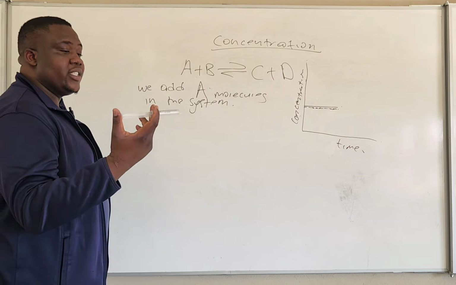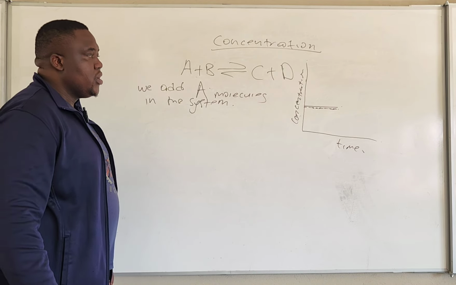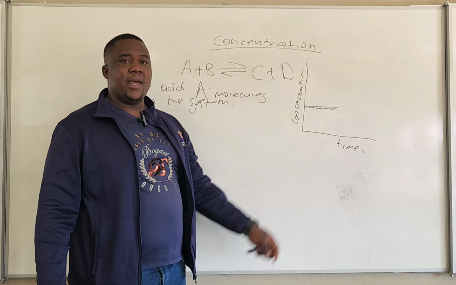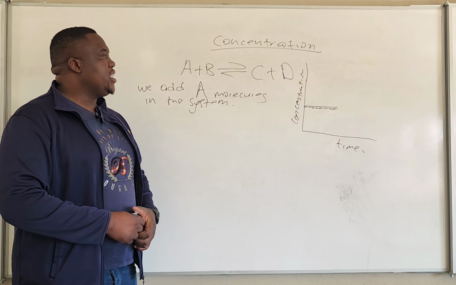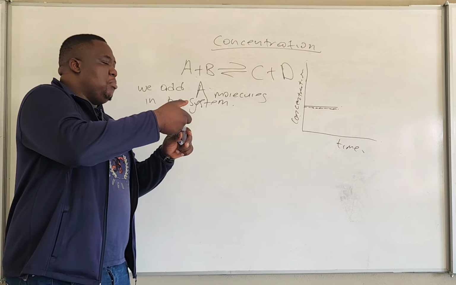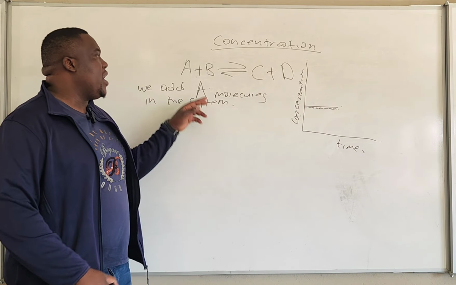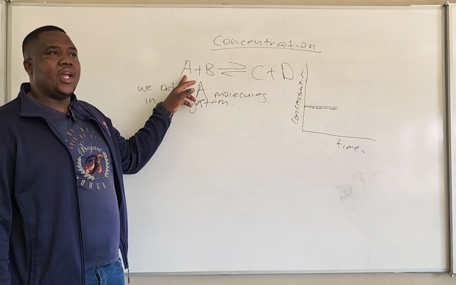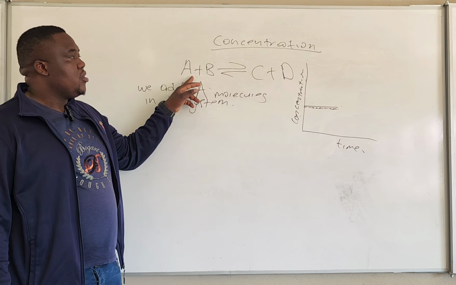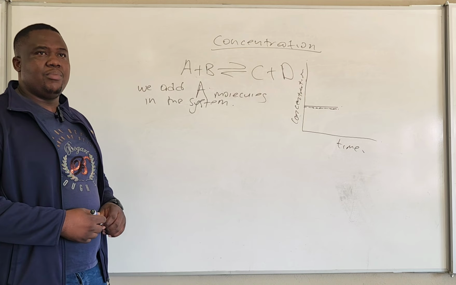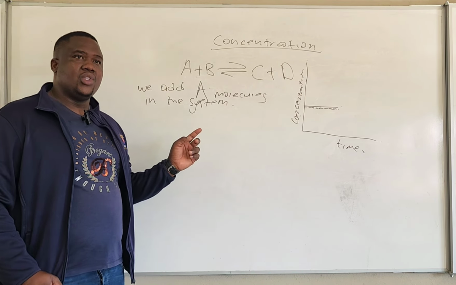So let's say I just add more molecules of A. Do you see what I did? My reaction was at equilibrium and I've just disturbed it. How did I disturb it? By adding more molecules of A. And it's a problem. When I add more molecules of A, what must happen? It means equilibrium is going to be disturbed.